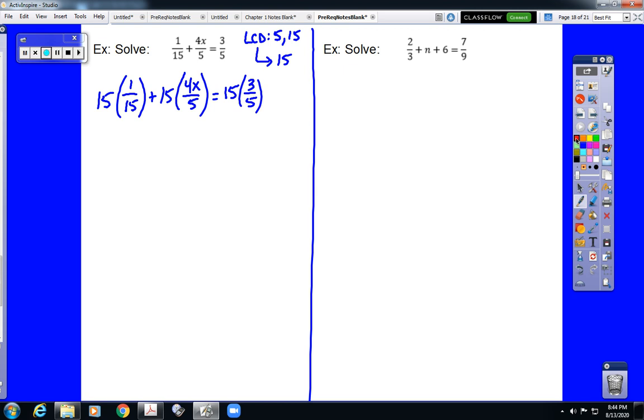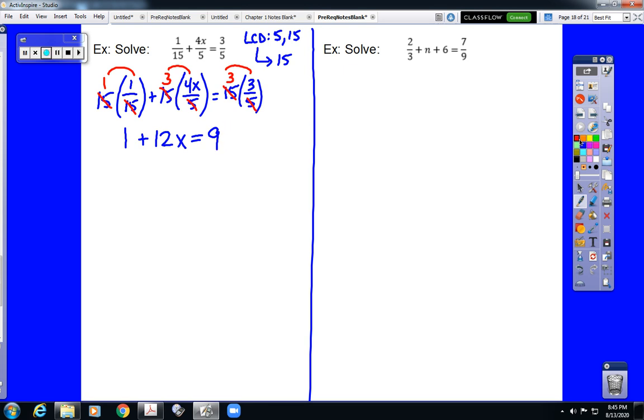We then go in and do our division. 15 divided by 15 is 1. 15 divided by 5 is 3. 15 divided by 5 is 3. Multiply. Those red numbers times the blue numbers would be 1 plus 12x equals 9.